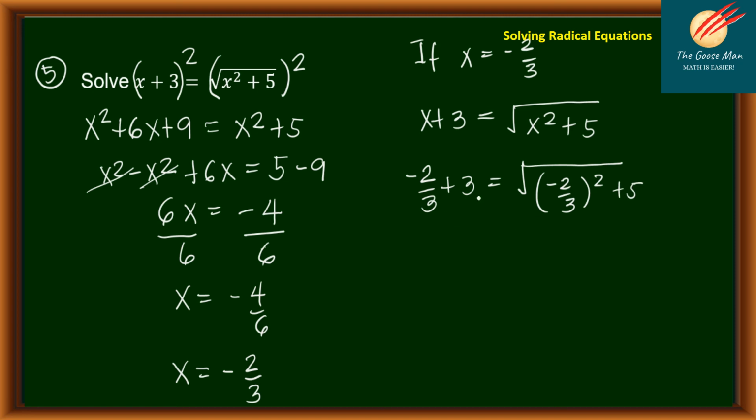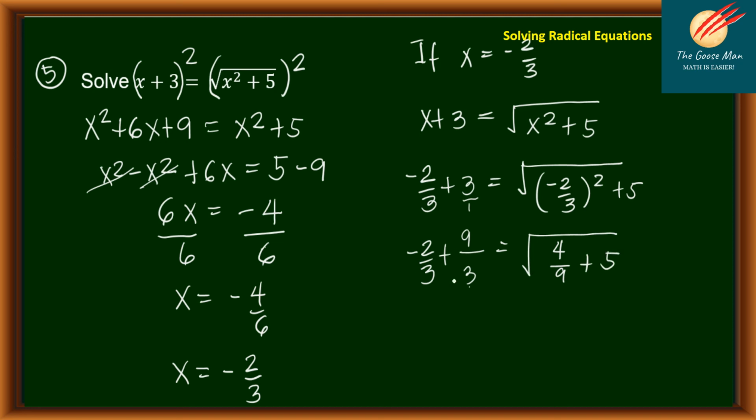So here I have 3. I'll make this an improper fraction such that my denominator here is 1 and the LCD is 3. So I'll copy the denominator 3. So we have negative 2/3 plus 3 divided by 1, so that is my LCD. Again, 3 divided by 1 is 3 times 3 is equal to 9. Then we have negative 2 times negative 2 is 4 over 9 plus 5.